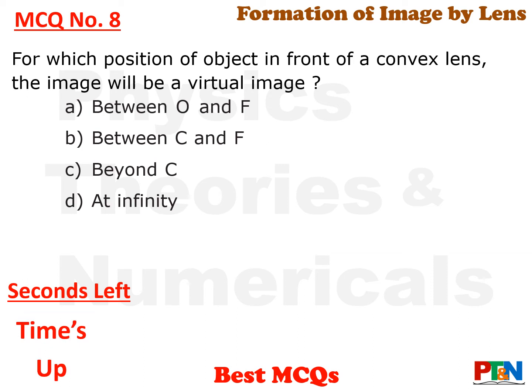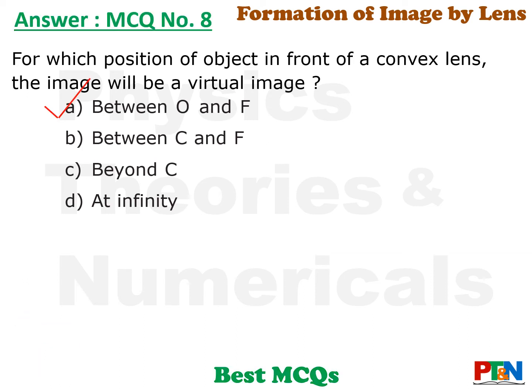Time's up. Let's see the answer. The answer is between optical center and focus. So if the object is between optical center and focus for a convex lens, the image will be a virtual image.